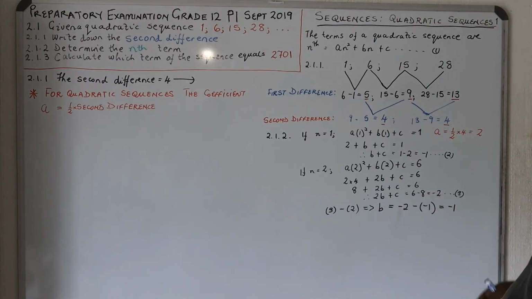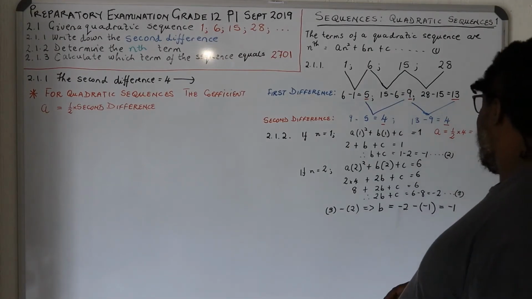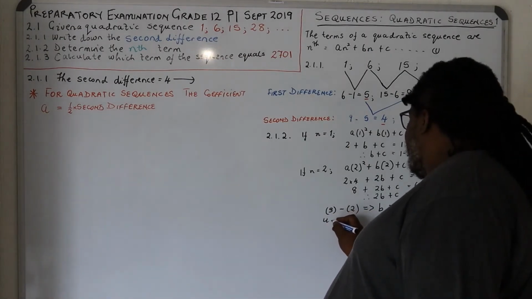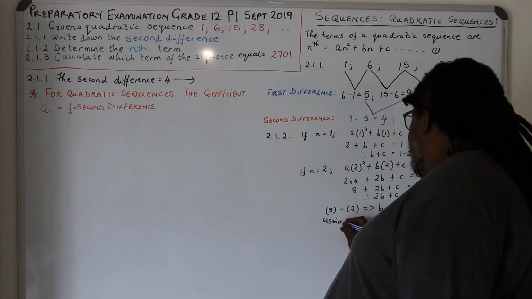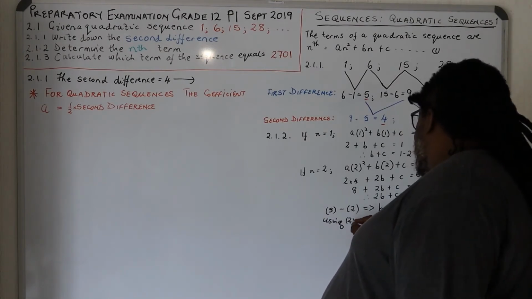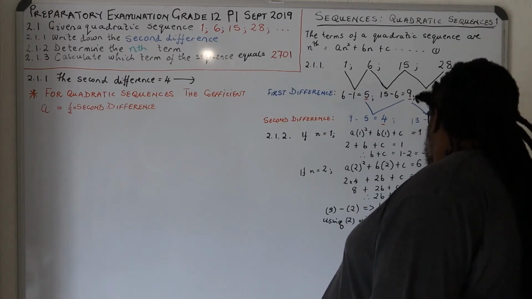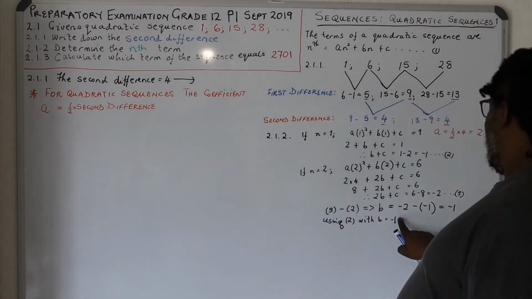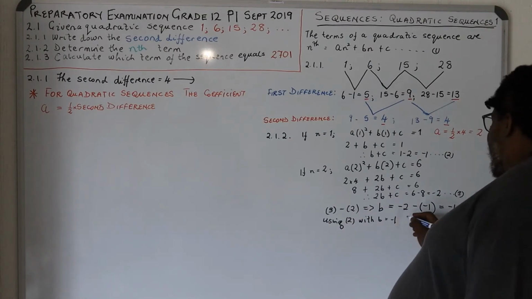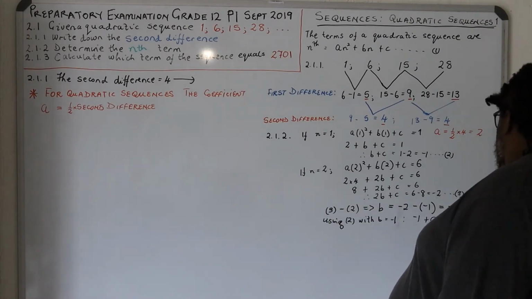And once we have the value of b, we can use equation 2 with b equals to minus 1. We have minus 1 plus c is equal to minus 1, and therefore c is equal to 0.